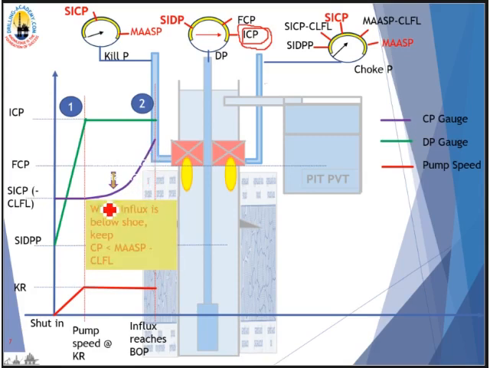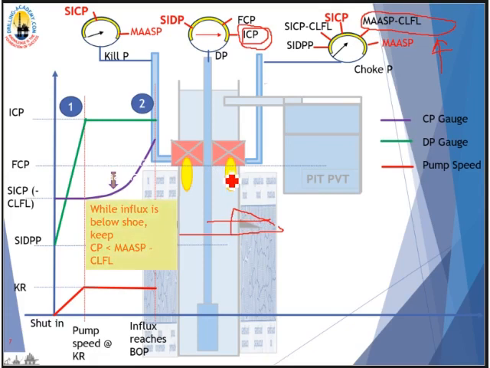During this process, we expect to see the casing pressure gauge increase. While the influx is still below the shoe, here is the shoe, we are limited by the maximum casing pressure deducted by an amount of choke line friction loss, to avoid breaking down the shoe. But after the influx is above the shoe, we are not constrained by this value anymore, because the influx is above the shoe.